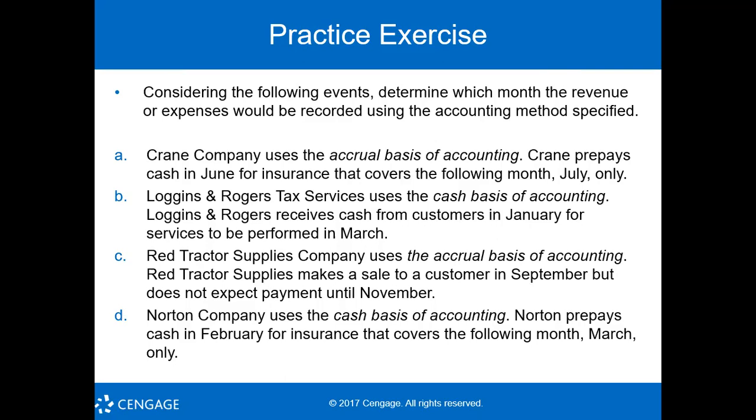So that, again, that's what we have been doing, right? If for letter C we were using the cash basis, we would not record the revenue until November when the customer actually paid us, actually paid the cash. Okay, letter D, Norton Company uses the cash basis of accounting. Norton prepays cash in February for insurance that covers the following month, March only. So again, even though the insurance covers us for March, we paid the cash in February. So under the cash basis of accounting, we would recognize that expense in February. So in February, we would debit insurance expense, credit cash.